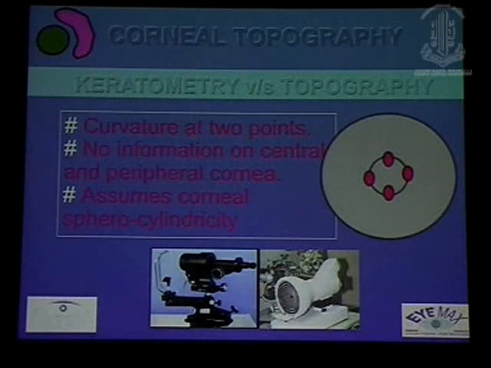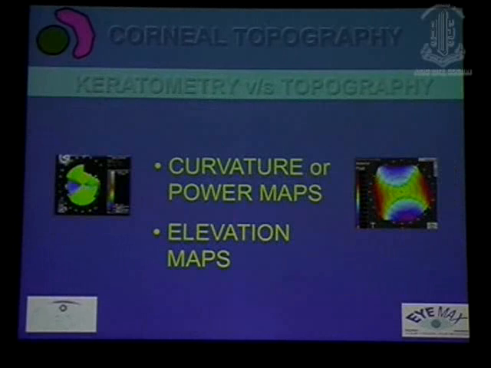So, the drawbacks are that we are measuring only at 2 points. We are assuming that the cornea is a spherocylinder, and we are not getting information on the central and peripheral cornea. We are getting information only on 6% of the cornea. But today, since we want to change the shape of the corneal surface, we want to know the information about the whole of the corneal surface, and that is done with the help of topography.